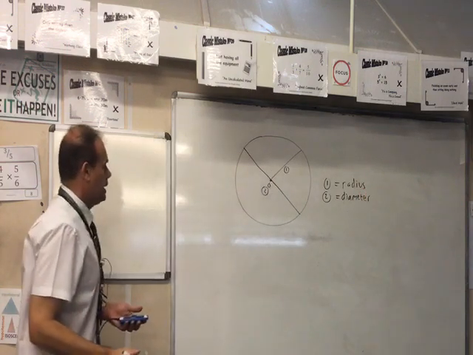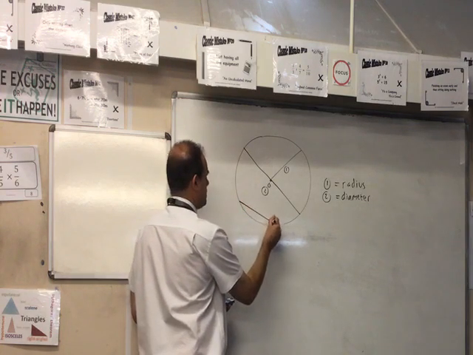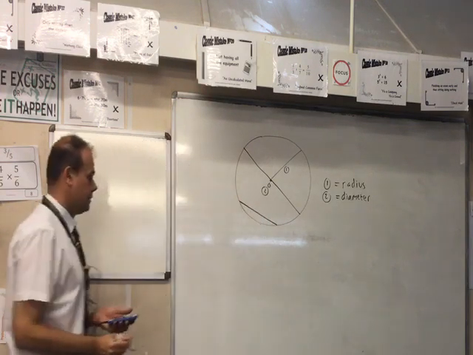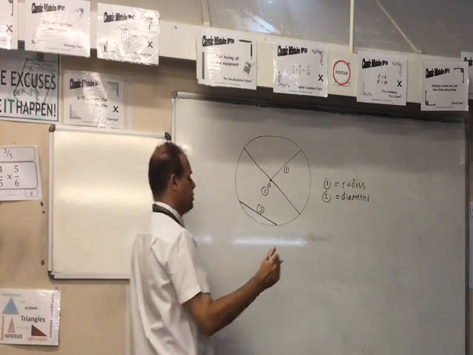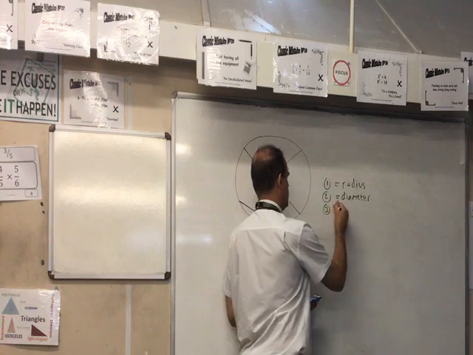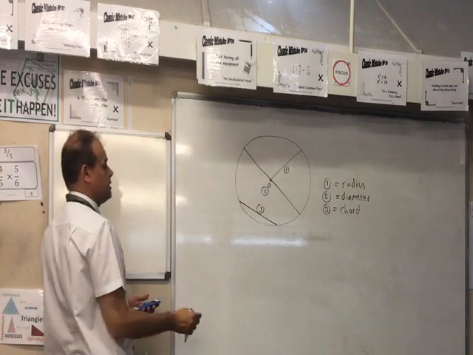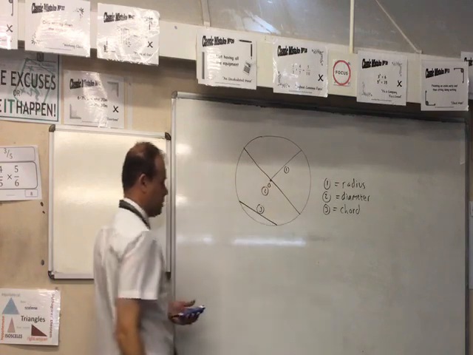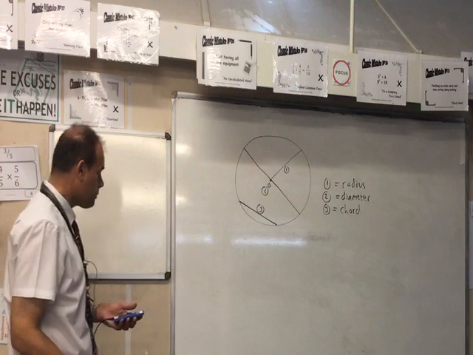If I now look at a line which doesn't go through the centre but touches both ends of the circumference, I'll call that number 3. That's actually called a chord. Number 3 equals chord. Now a diameter is actually a chord, a special type of chord which goes through the centre of the circle. So there's the 2 linked, that's just a special version of number 3.